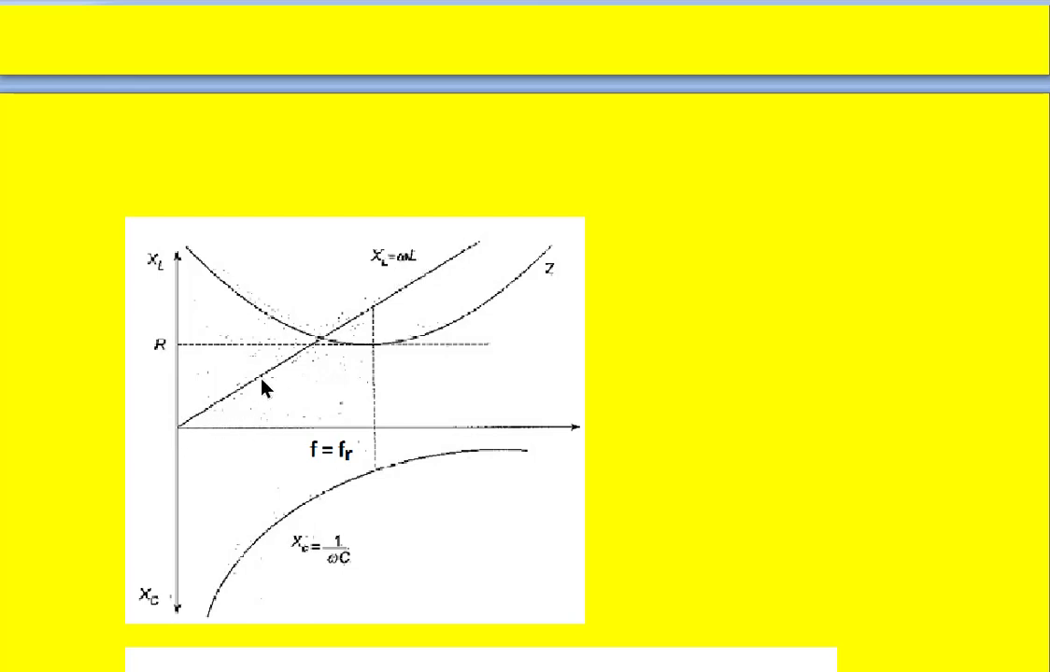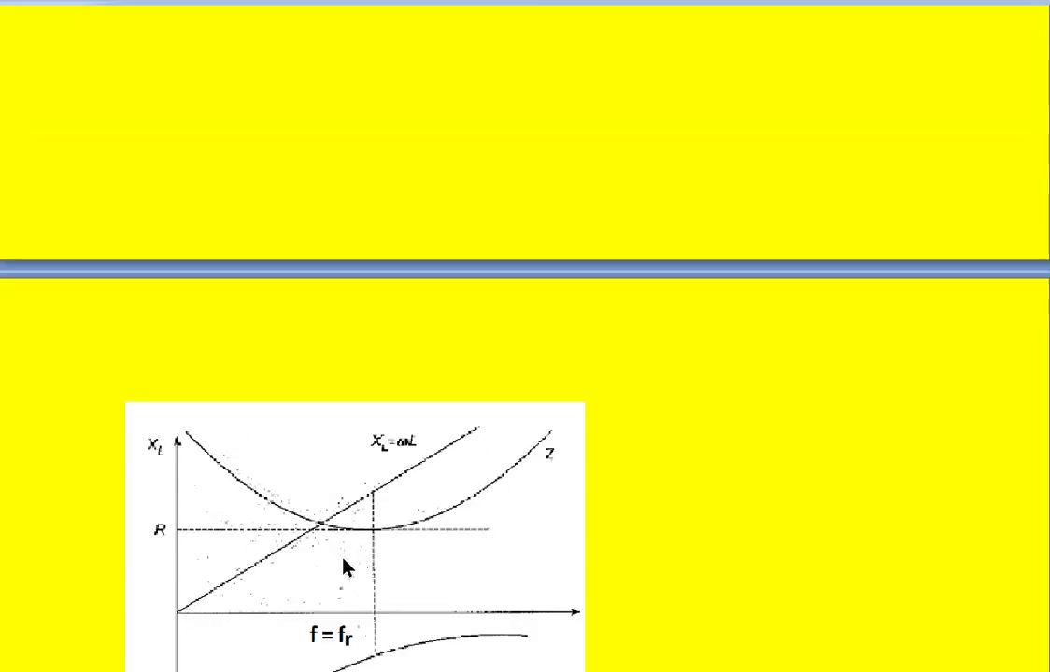Similarly, for capacitance, the capacitive reactance is given by 1 by omega C. That means the reactance of the capacitance is inversely proportional to the frequency of the supply. When the frequency of the supply is less, the capacitive reactance is very high like this. As the frequency increases, the capacitive reactance decreases like this. On y-axis, Xc is shown.